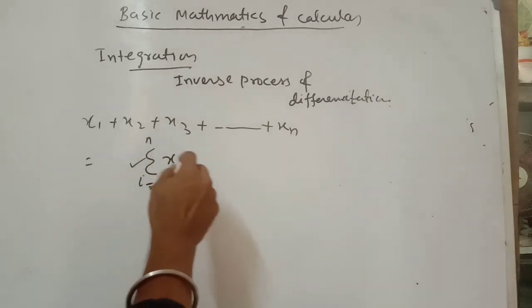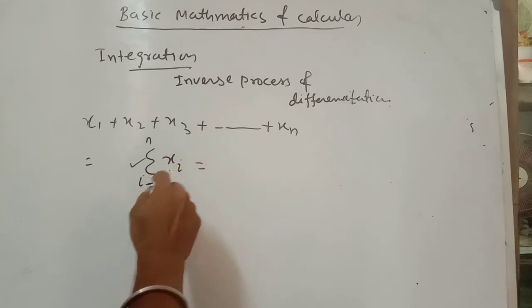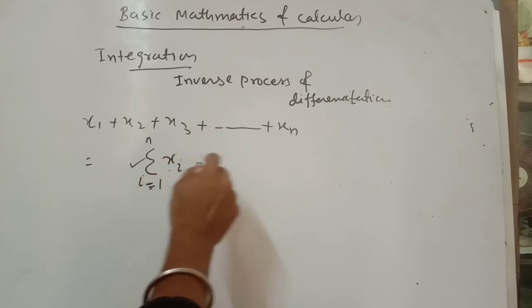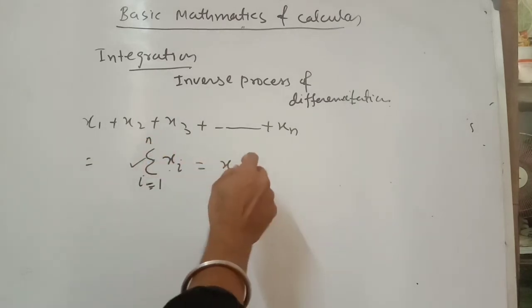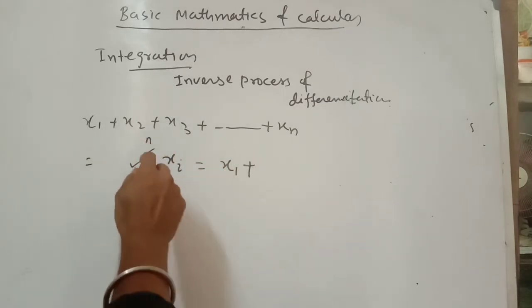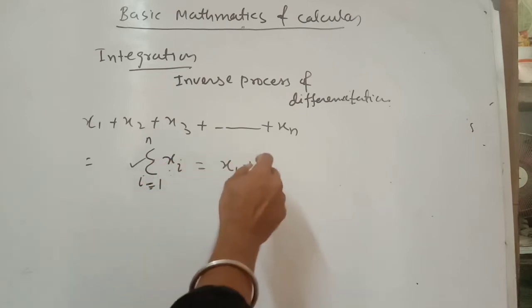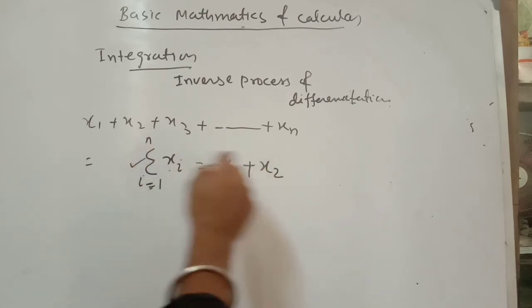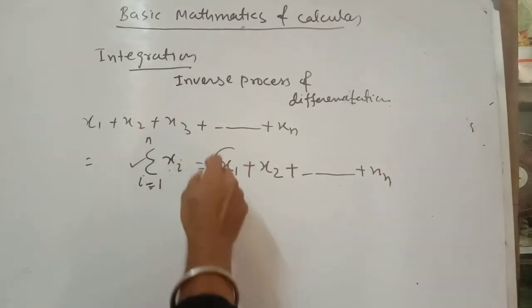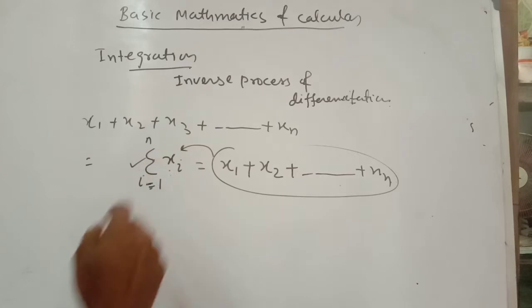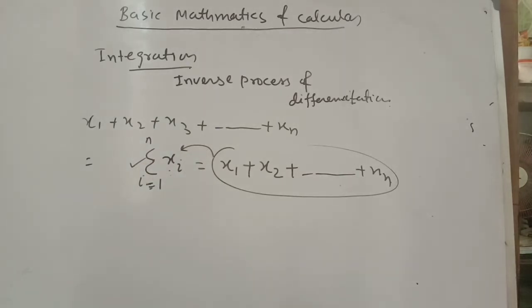Okay, so now when you expand this, you put the i value here, so it is x1, and then the summation, then i increments by 1, so i equals 2, then you write x2, again the summation. You can write this series in a simple way: sigma of xi, where i equals 1 to n.